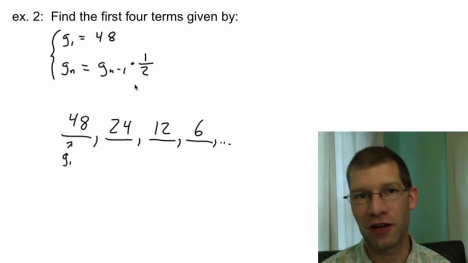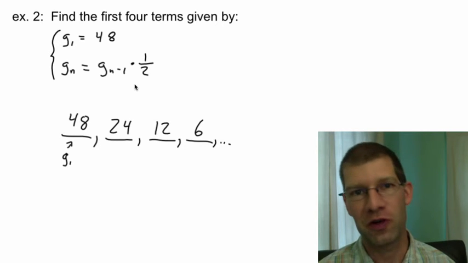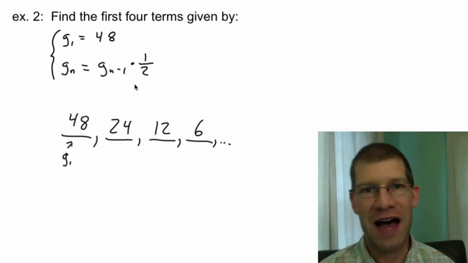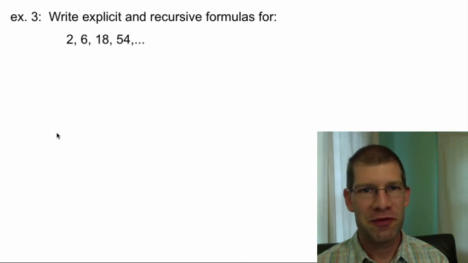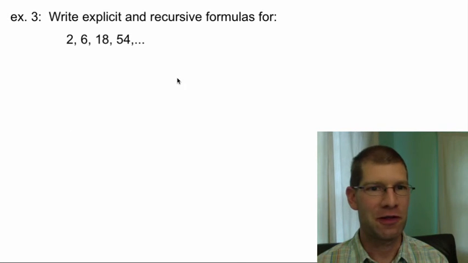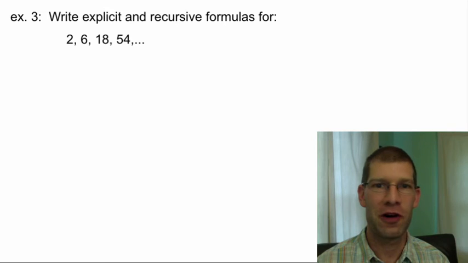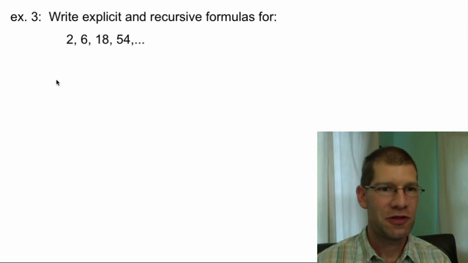And again, you could use your calculator if it's a tougher math thing. You do 48 enter times 0.5 enter, enter, enter, and it'll give you those for you. For the last example for the notes, I want to do that same thing backwards. So here's a sequence, 2, 6, 18, 54, and we want to write the explicit and the recursive formulas for that sequence. So we'll start out with the explicit.